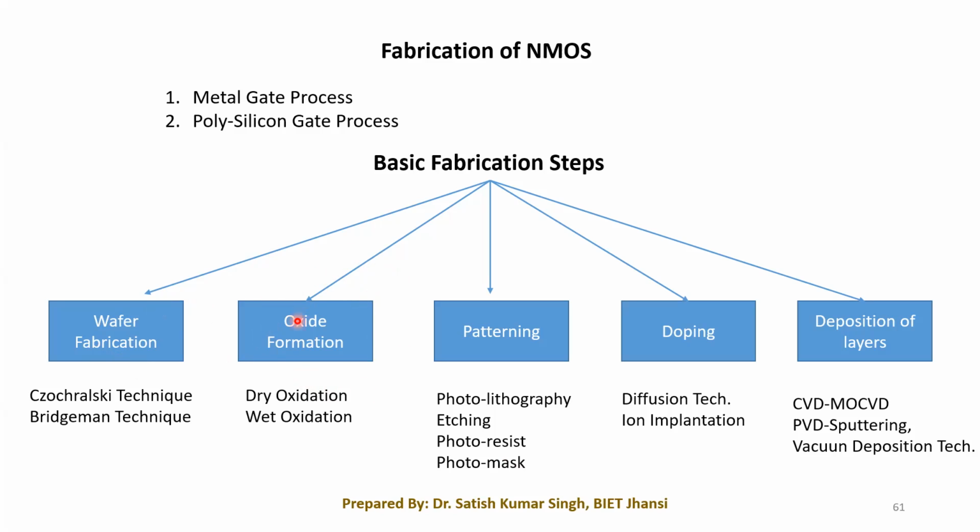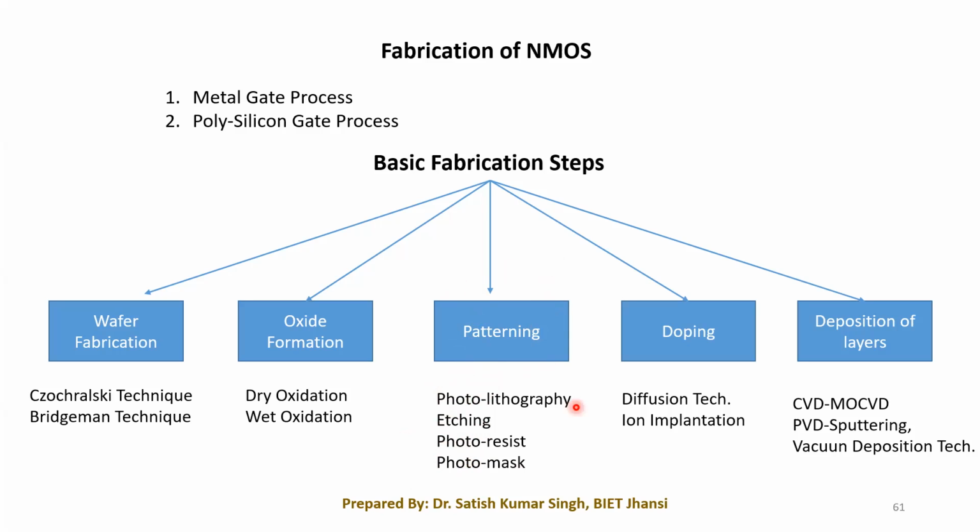I will be telling you step by step while discussing the NMOS fabrication, but what are the major categories that you need to understand here? So we need to do the oxide formation. Oxide can be formed either following the dry oxidation technique or the wet oxidation technique. Similarly, we have to go through a process called patterning. What is this patterning? I will be explaining it in detail. While patterning, we have to talk about these terminologies: photolithography process, etching process, photoresist, and photomask.